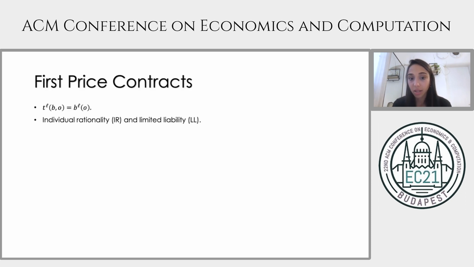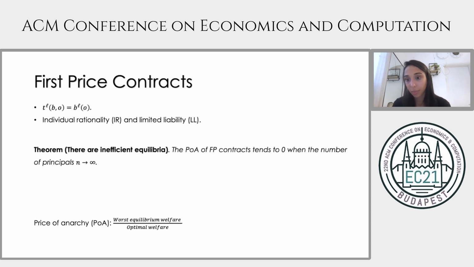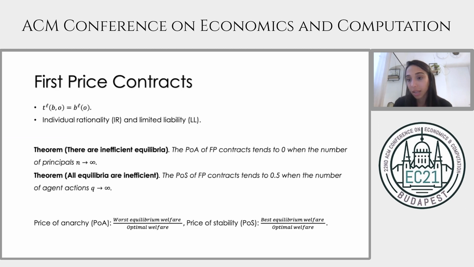We study the efficiency of first price contracts using the measures of price of anarchy and price of stability. We show that the price of anarchy of first price contracts tends to zero when the number of principals tends to infinity. So informally, the worst equilibrium welfare in first price is infinitely worse than the optimal welfare. Second, we show that the price of stability of first price contracts tends to half when the number of actions tends to infinity. And again, simply put, it means that the best equilibrium welfare in first price is as much as 2 times worse than the optimal welfare.